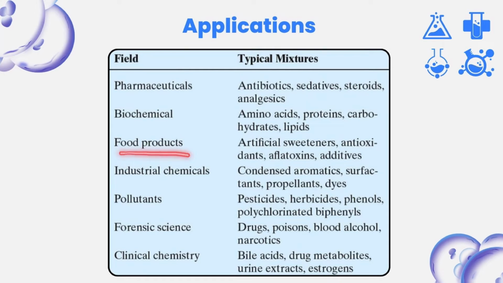It is used in the food industry to obtain information about the structures and chemical composition of artificial sweeteners, antioxidants, aflatoxins and food additives. It is used in industrial chemicals, such as in the analysis of condensed aromatics, surfactants, propellants, dyes. It is used for the analysis of pollutants in the field of environmental chemistry, such as in the analysis of pesticides, herbicides, phenols, polychlorinated biphenyls or PCBs.